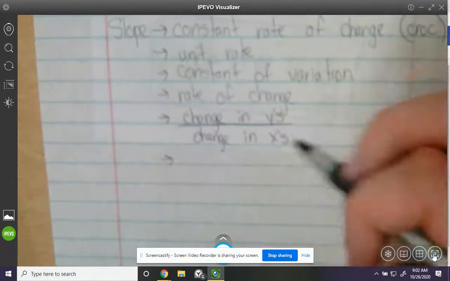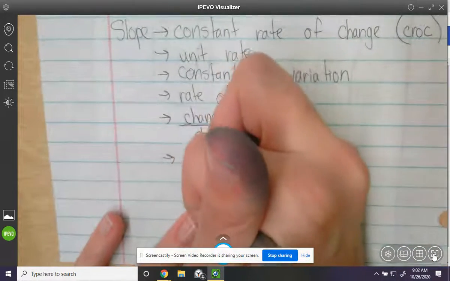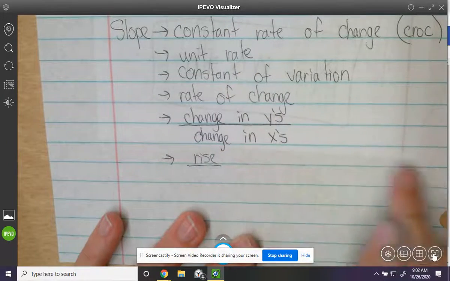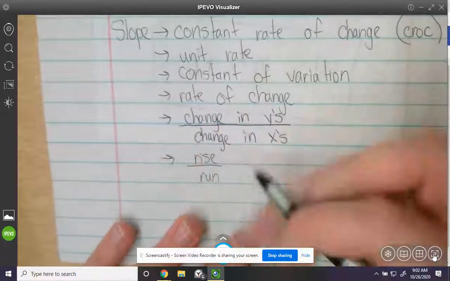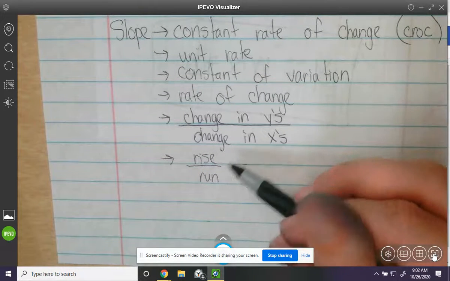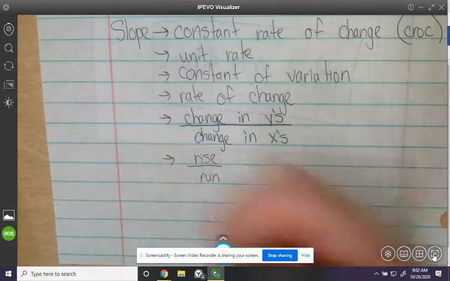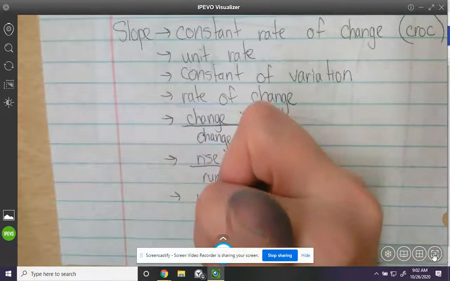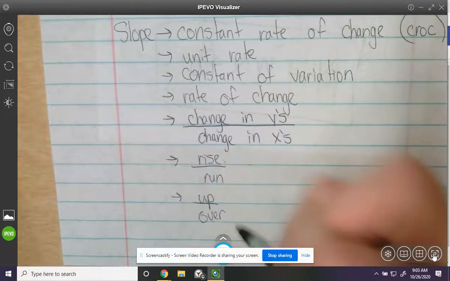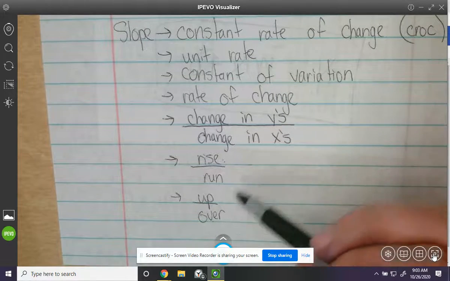Or, if we're doing y's on a graph, they go up and down. So we call that rise over change in x's. X's go this way: run. You'll see that fraction a lot. I always tell people, if you had to go to the bathroom right now, what would you have to do first? You'd have to rise. You'd have to get up out of your seat. Then you could go run to the bathroom. And then another way we say that is up and over. We count up first and then we go over, either left or right, depending on if it's negative or positive. So all of these are also ways we can talk about slope.